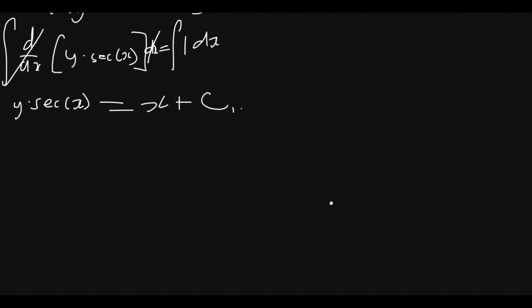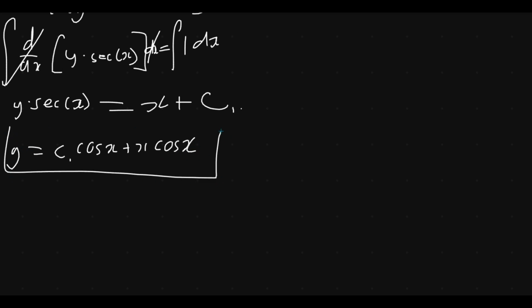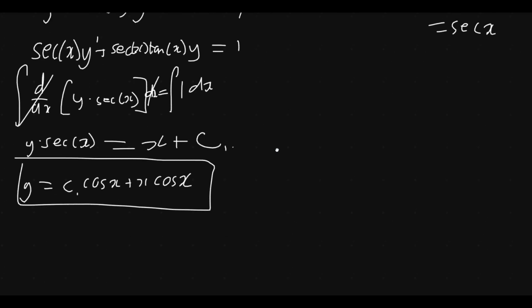And now we're just doing a little bit of algebra. To get y on its own, y equals, we're dividing out by secant x, so we're multiplying by cosine x. There we go. So y equals c1 cosine x plus x cosine x, and that is our solution for today's differential equation.